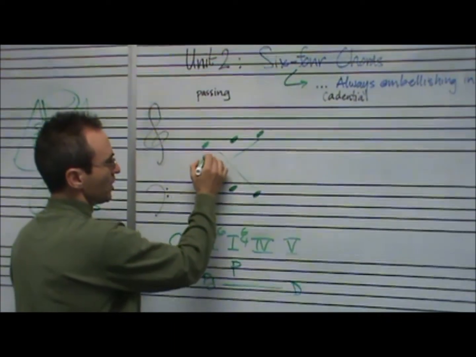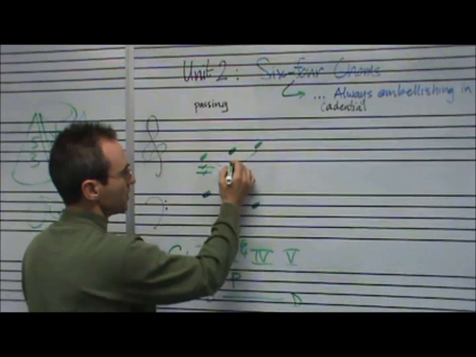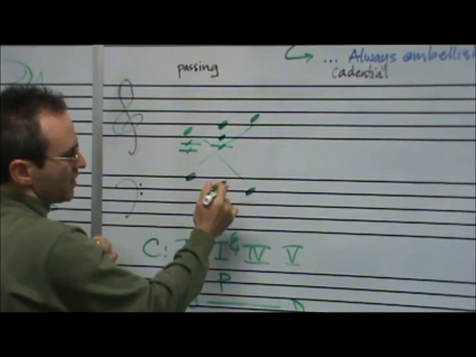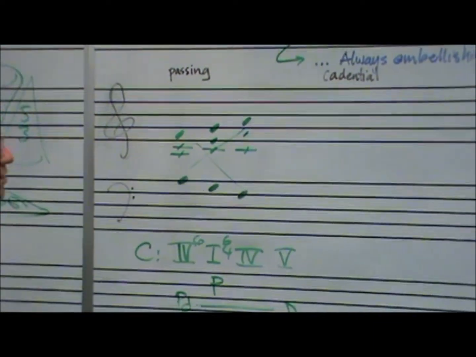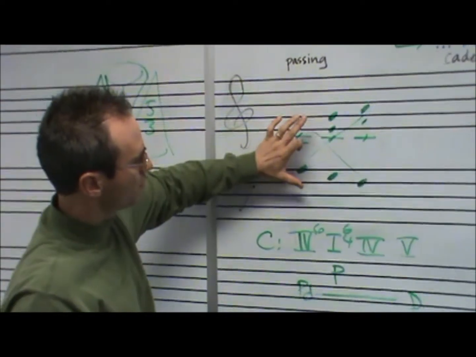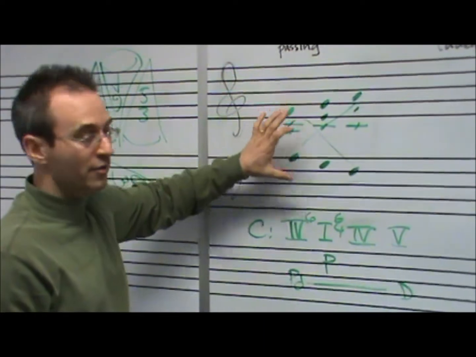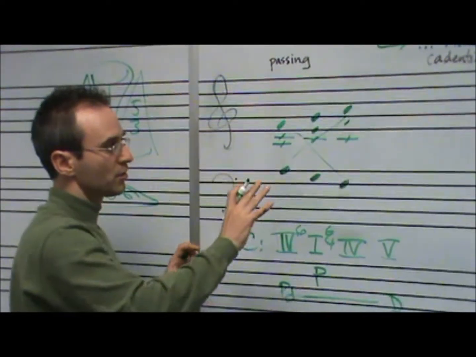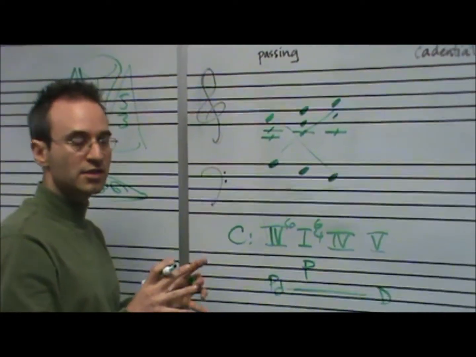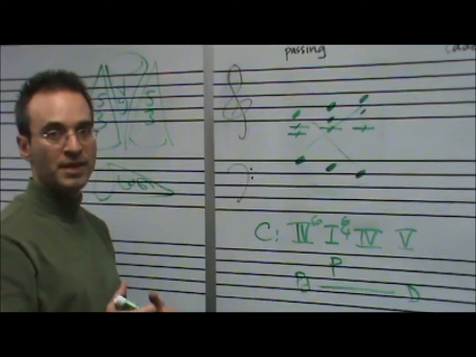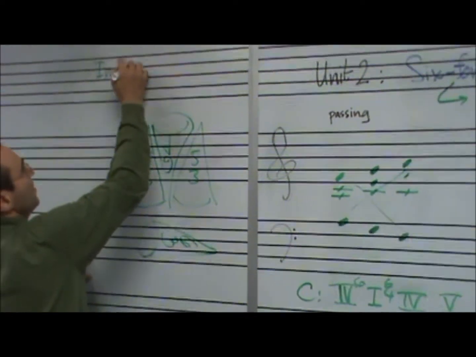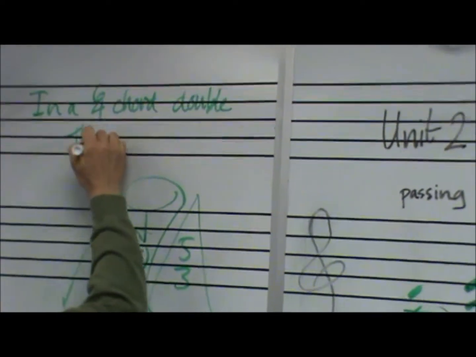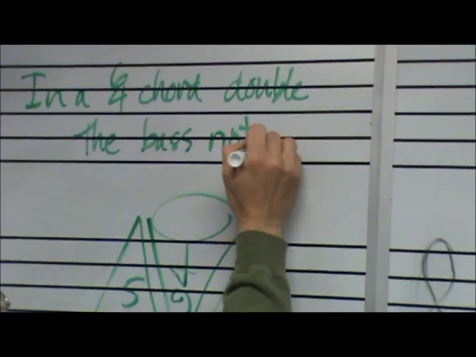Let me mention too, when you go to write this, let's say we're filling in some inner parts here, I've set it up such that it's easy to write this with the correct doubling because the outer parts already have the bass note doubled. But remember this, when you write it, no matter what's in the top part, the normal doubling for a 6/4 is to double the chordal fifth, the bass note. So in a 6/4 chord, double the bass note.